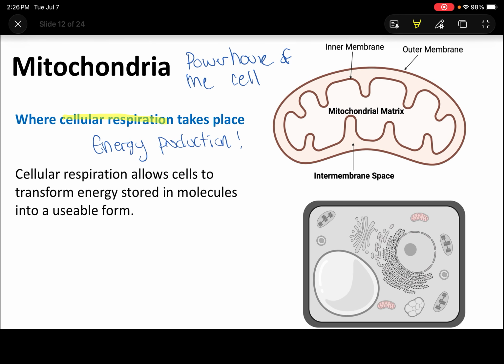So they take energy from a carbohydrate and they break it down and make it into something usable. And a lot of cells can have multiple mitochondria, and I'll talk a little bit about that at the end of today's lecture as well. But it's the powerhouse of the cell. It is their energy producing factory.